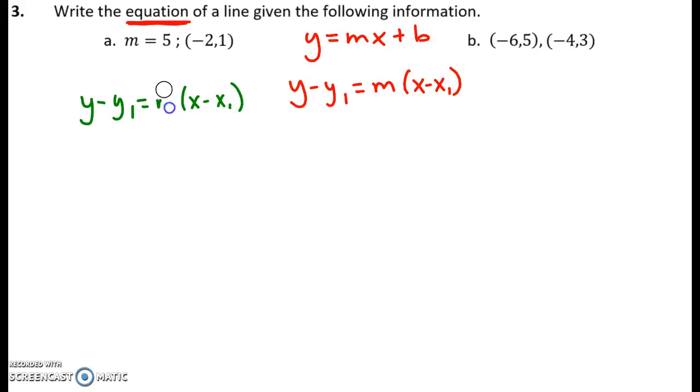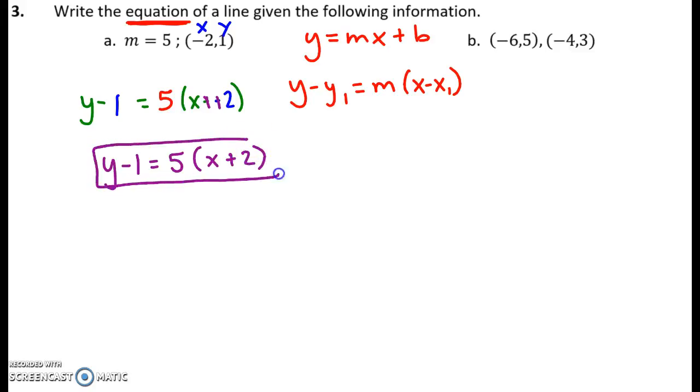I know that the slope, or m, is equal to 5, so I'm going to get rid of the m and put 5 in its place. This is an x value and a y value, so I can replace x1 with negative 2. So that is take away a negative and replace y1 with what y is equal to, in this case 1. And now I'm just going to clean it up a bit. So I get y minus 1 equals 5 times the quantity of x, and that becomes plus, so x plus 2. And this is my equation in point-slope form.